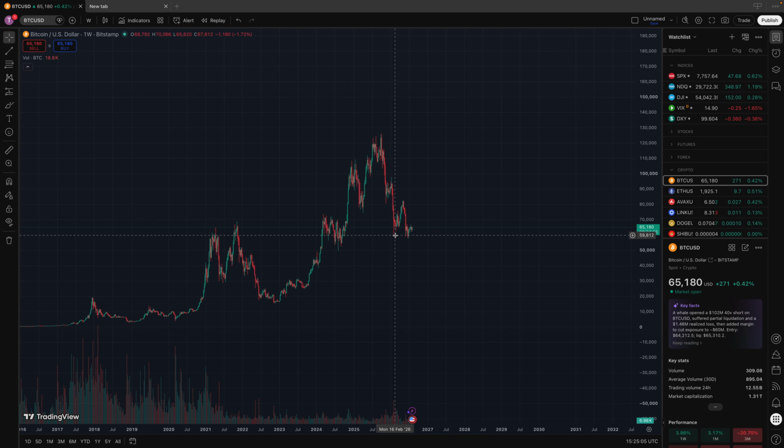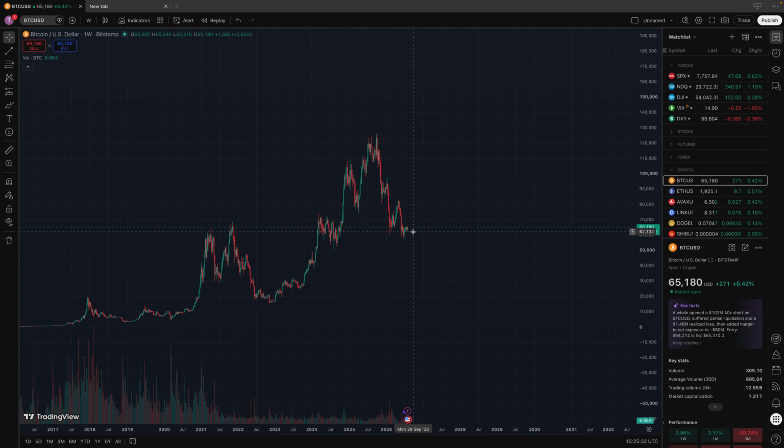So right here again, guys, I'm on a weekly time frame. Bitcoin is currently trading at 65,180, right? And so if we look at Bitcoin and what it's been doing since October, right, where we peaked, we've been just in this downtrend, constant downtrend, right? Lower lows, and we really haven't been able to break out of it.